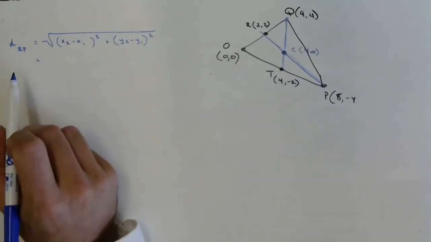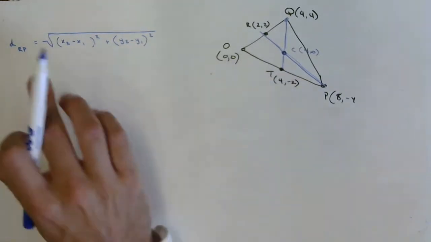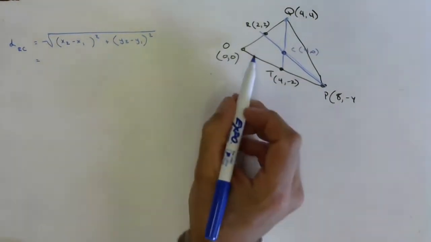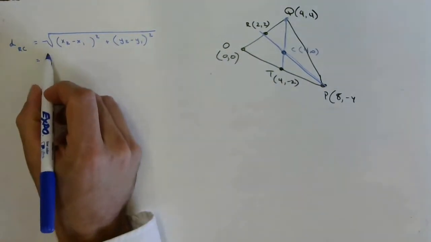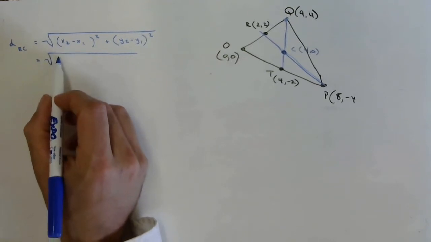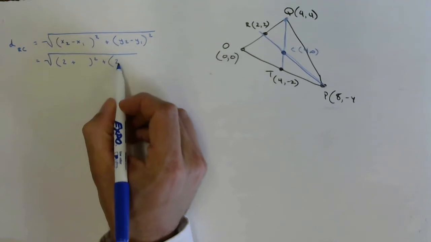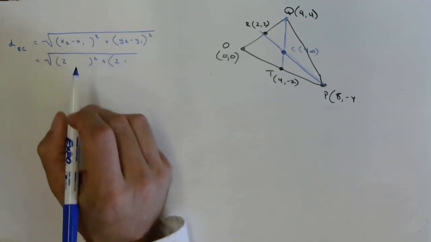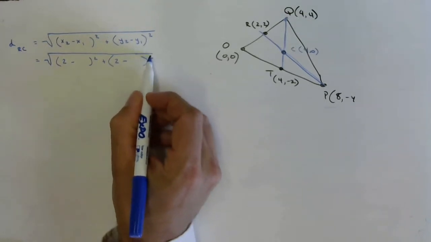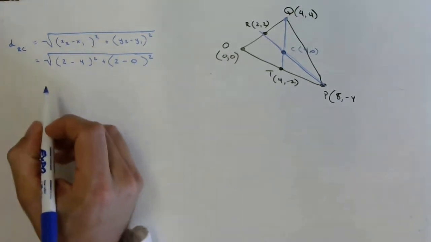Oh, but I lied already. I don't actually want the distance from R to P, do I? Mistake number 2. I want the distance from R to C. Okay, here we go. I'm going to just copy this down. I'm going to plug in my R coordinates in the first spot here. So I've got 2 plus blank squared plus 2 minus blank squared. And now my C coordinates, I've got 4 and 0.